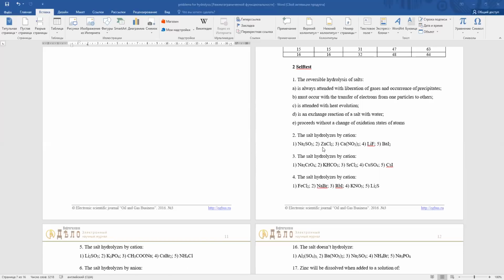So the acid should be strong. Yes, the acid should be strong. The cation should be weak. In that case, the salt hydrolyzes by cation. Is the cation in an acid or in a base? So cation is always the metals. For hydrogen, the cation is a plus, right? Cation, yes, it is a plus.